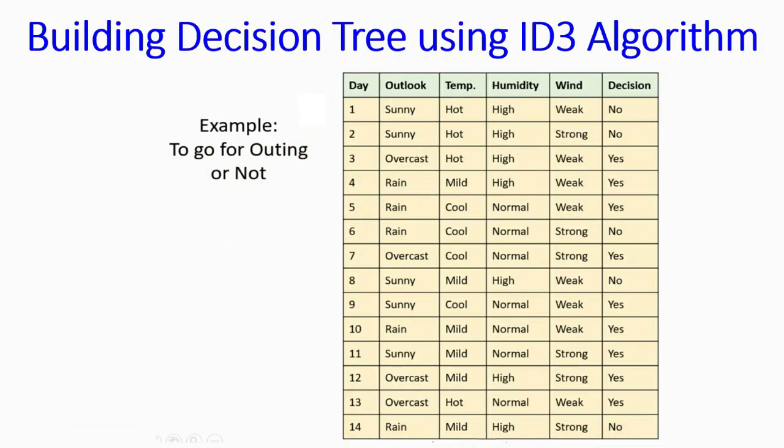Building a decision tree using the ID3 algorithm. To build the decision tree, we will consider the example of whether to go out or not. This example, or training set, consists of 14 samples. It consists of 4 attributes, namely outlook, temperature, humidity, and wind. The decision will indicate whether the person will go out or not.